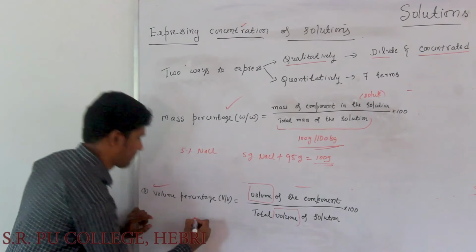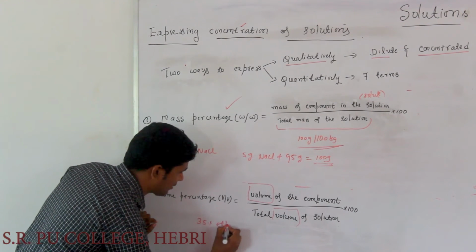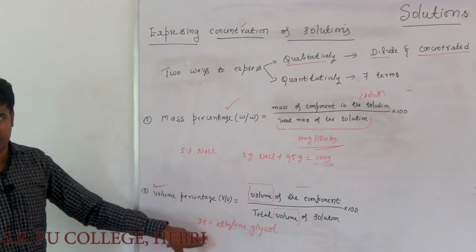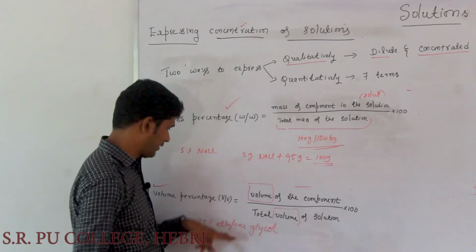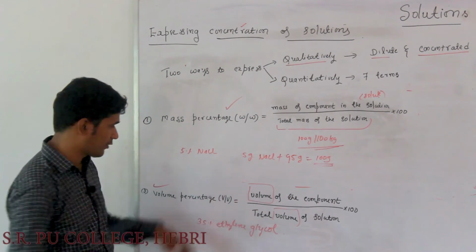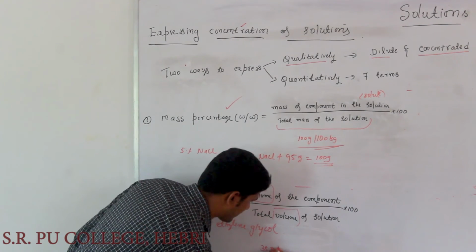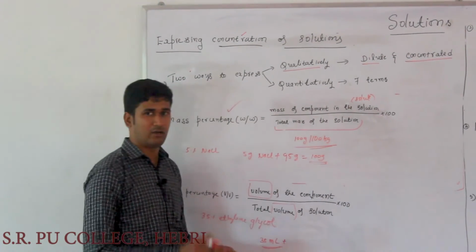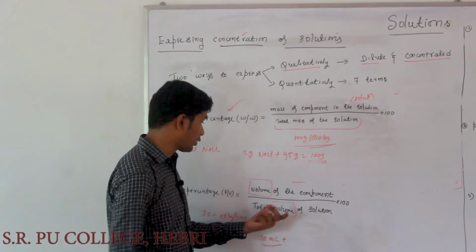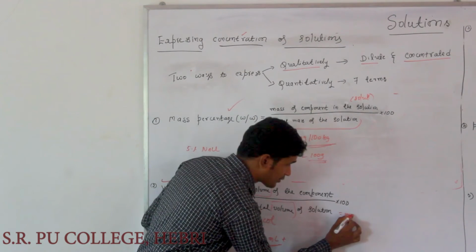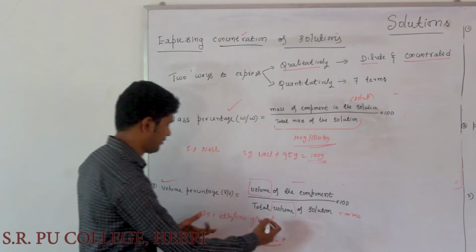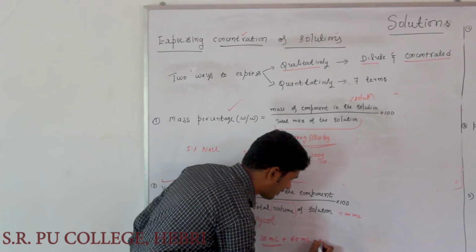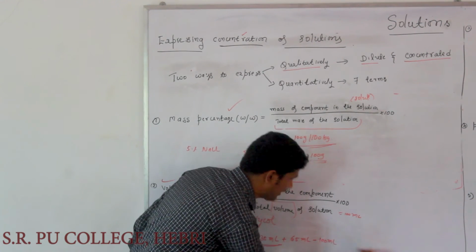I'll give two examples here also. 35% ethylene glycol. Ethylene glycol is the antifreeze. How do you prepare 35% of ethylene glycol? It's very simple. So here, how much amount of ethylene glycol we have to take? We have to take 35 ml of ethylene glycol. Now we have to add this 35 milliliter of ethylene glycol into what amount of solvent? The total volume of the solution must be 100 milliliter here. So what is the amount of solvent we have to take? We have to take 65 milliliter of water, and total volume now becomes equal to 100 milliliter.